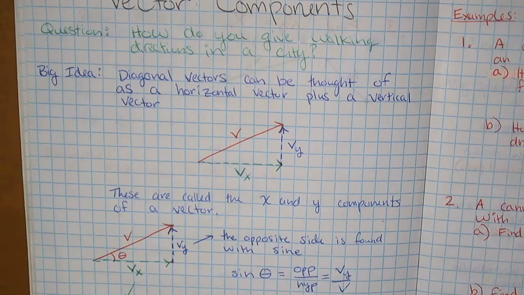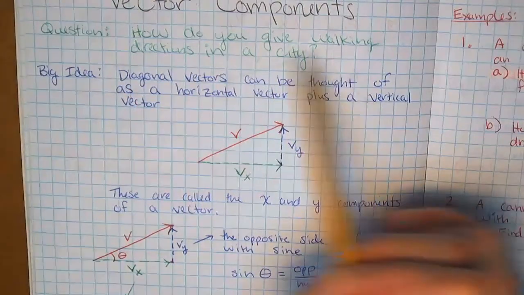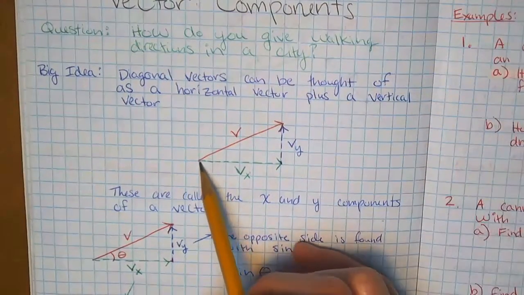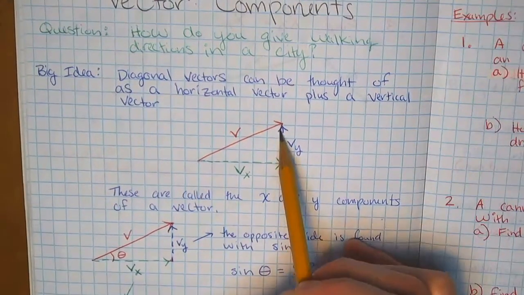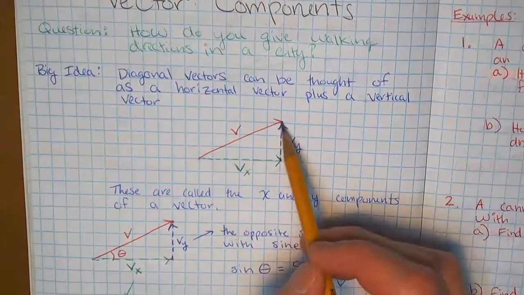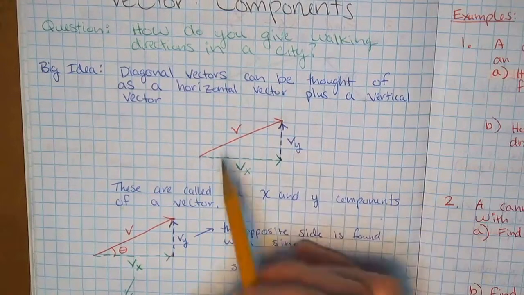Everybody, this video is about the physics journal entry about vector components. And so the question that's guiding us today is how do you give walking directions in a city? Point being is that in a city you can only walk right along blocks. Not very often do you get to walk the diagonal. So if you wanted to get somebody from here to here, what kind of directions do you give them?